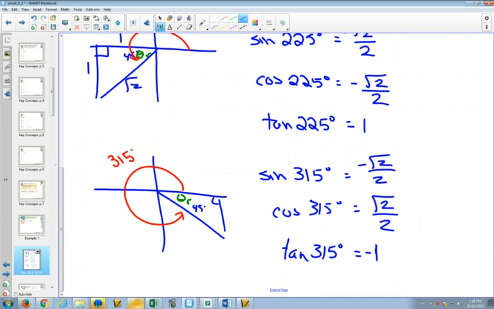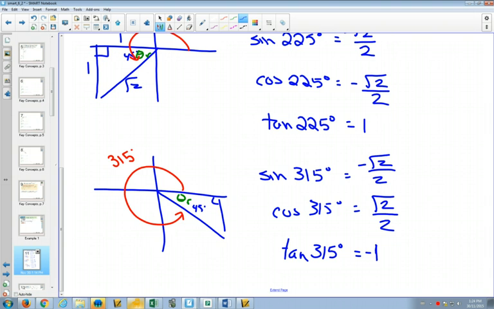Half. So now what's sine of 150? Because it has a reference angle of 30, also half. What's sine of 210 degrees? Has a reference angle of 30 degrees, so it's going to be a half, but it's in quadrant 3, so it's going to be negative a half.